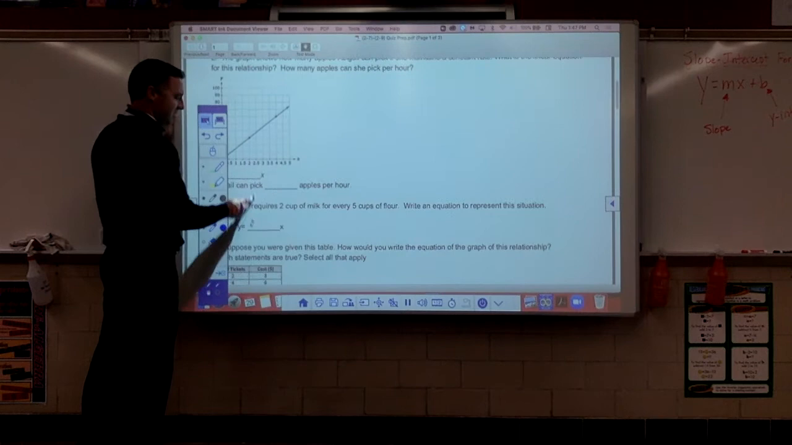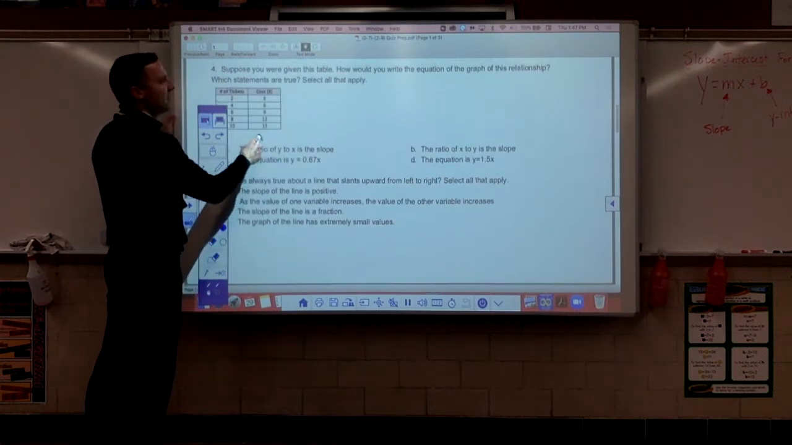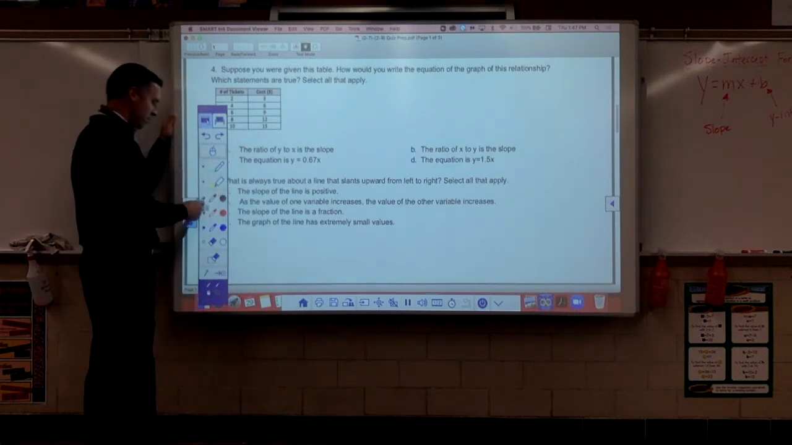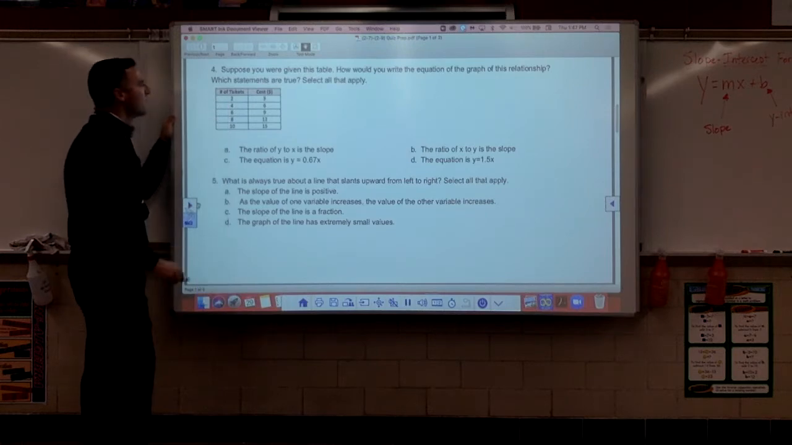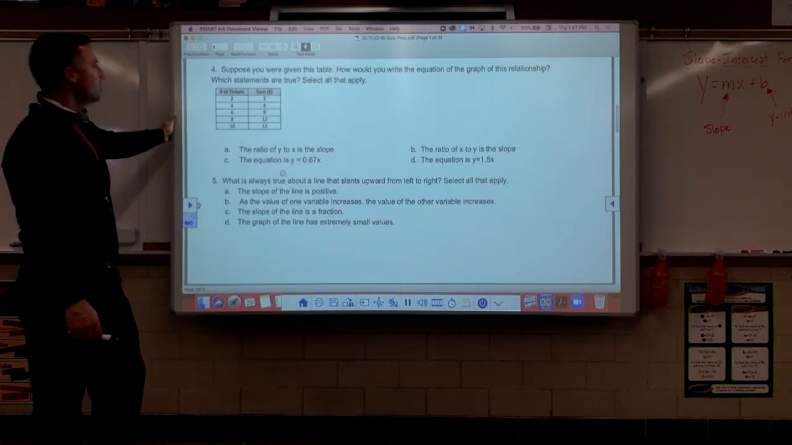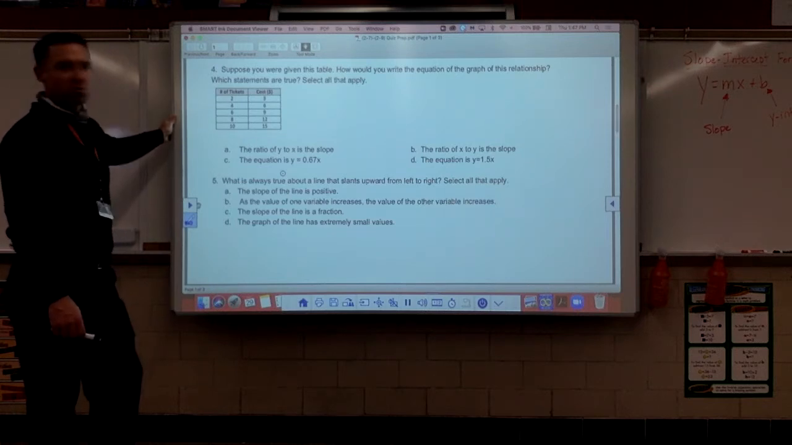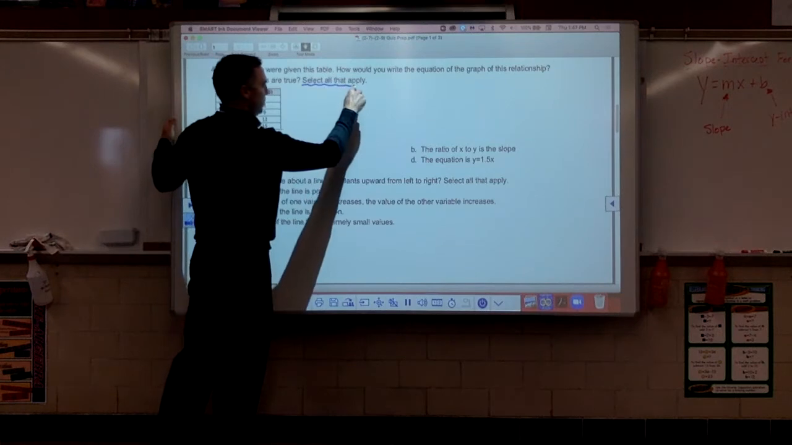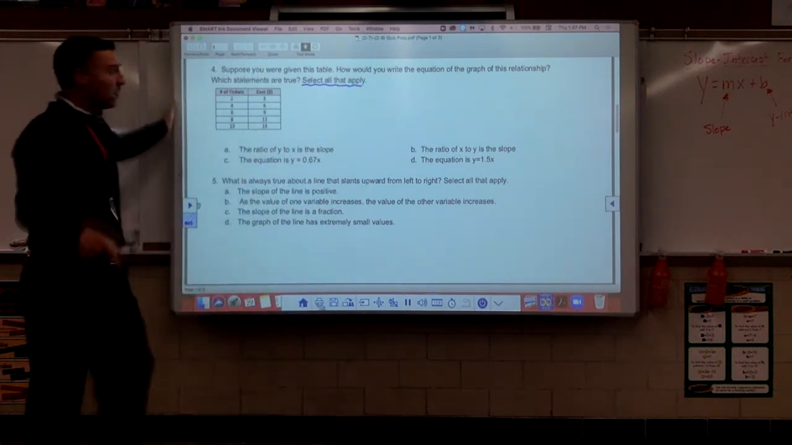Okay, moving on. Gosh, this is good stuff. Ooh, a table. Oh no, a table. Suppose you were given this table. How would you write the equation of the graph of this relationship? Which statements are true? Select all that apply.